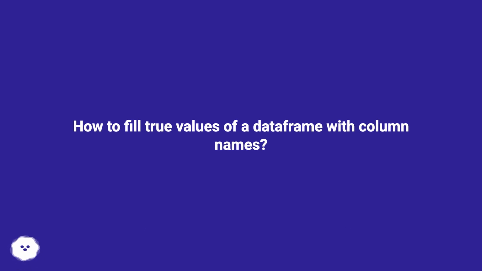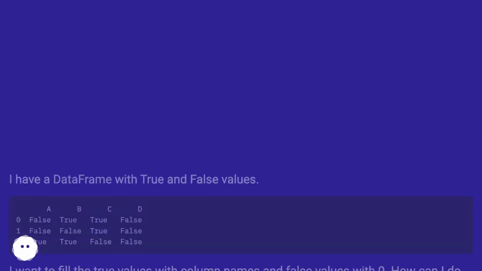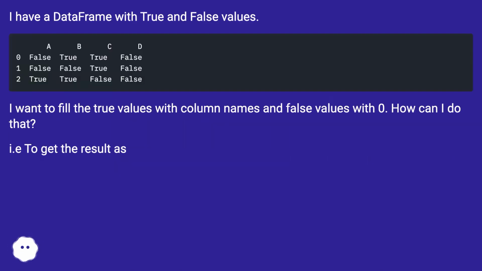How to fill true values of a data frame with column names. I have a data frame with true and false values. I want to fill the true values with column names and false values with 0. How can I do that? I.e., to get the result as.